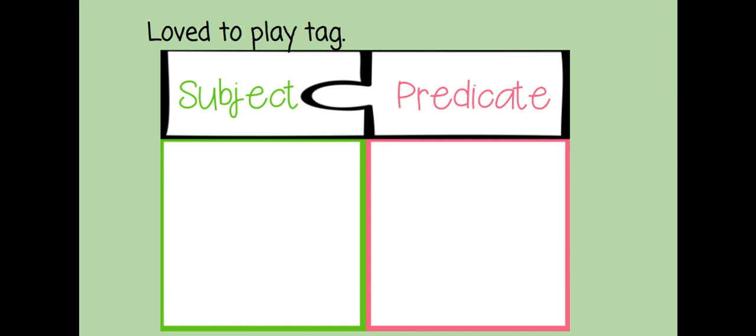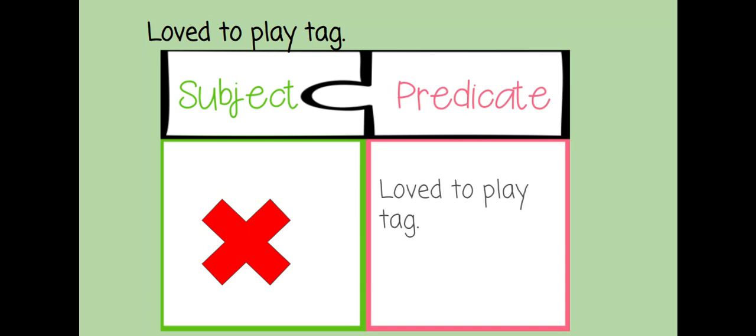Love to play tag. What's the subject in that sentence? Who or what are we talking about? And what they did is the predicate. Is there a subject in this sentence? If you said no, there's not a subject, you are correct. We don't know who we're talking about in this sentence. We do know the predicate part of the sentence. Whoever we're talking about, they love to play tag. This is what we call an incomplete sentence. It's missing the subject part of the sentence.